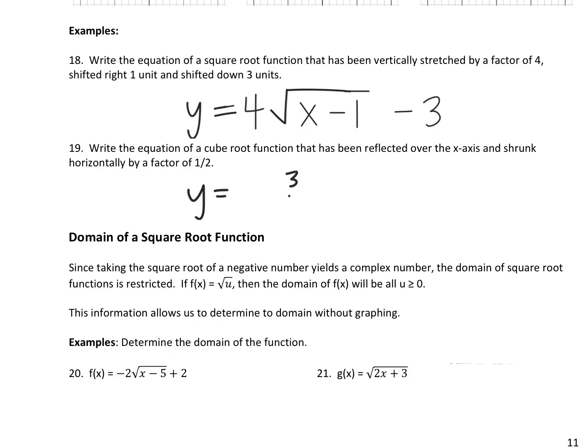So the cube root function is like this. It tells us it's been reflected over the x-axis, so where does my negative go if it's reflected over the x? In front. And then shrunk horizontally by a factor of 1/2. Those are the weird ones. If it says horizontally, anything horizontal goes inside. So inside's a liar. Since it says shrink by 1/2, you are actually going to make it the opposite of what you would think, 2x. Horizontal goes inside of the root. Inside is a liar, okay?